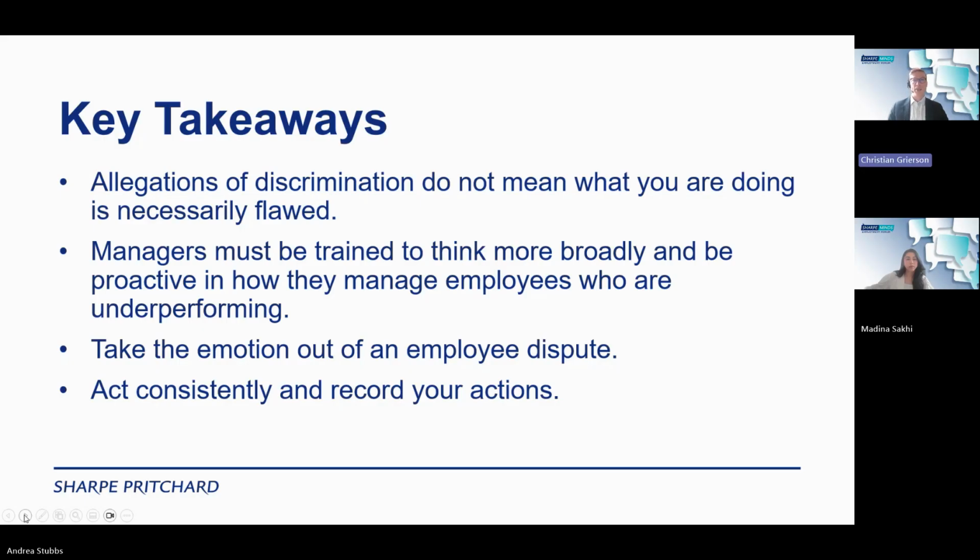I'd stress that managers must be trained to think more broadly and be proactive in how they manage employees who are underperforming. That comes back to that Section 15 claim discussion. So just because an employee's not told you they've got a disability and they are underperforming, a manager shouldn't just jump the gun and proceed to dismissal or performance improvement plan. They need to think more broadly: what are the reasons for the underperformance, and are those reasons connected to a disability?